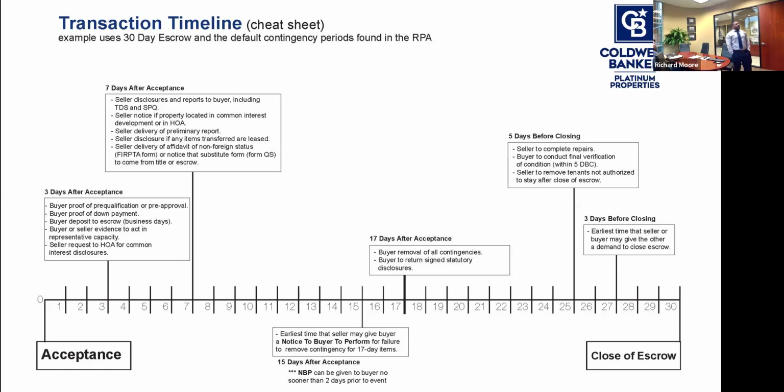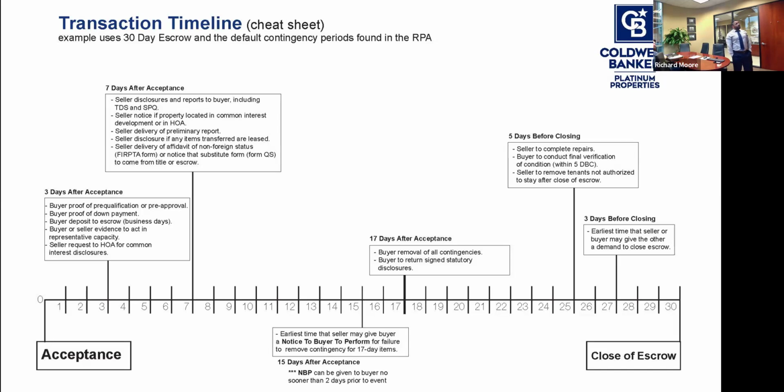Buyer or seller must show evidence to act in a representative capacity. So if they're sellers selling out of a trust, they have to show their trust certificate or any documentation showing that they can sign on behalf of that trust or LLC or corporation or whatever it is. And the seller requests HOA documents or a combination of disclosure. So escrow would order HOA docs, and the seller has to pay for that. So that all must happen within the first 3 days.